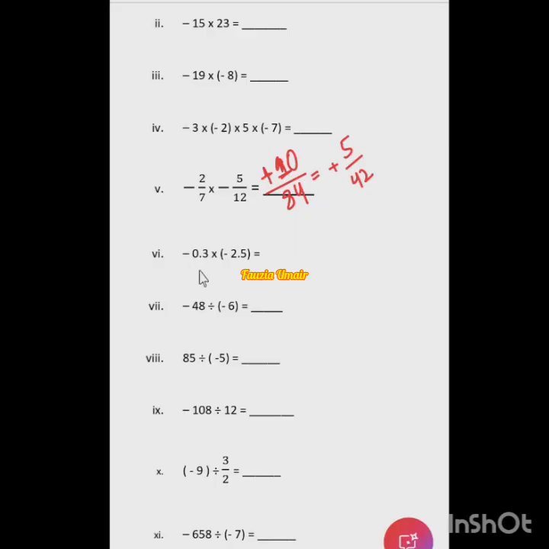Now, what about this question number 6? There is a decimal in the question. So how to do it? So what would be the sign of the answer? Minus and minus, ma'am, they're like integers, so plus. Plus. So then how to solve the numbers now?